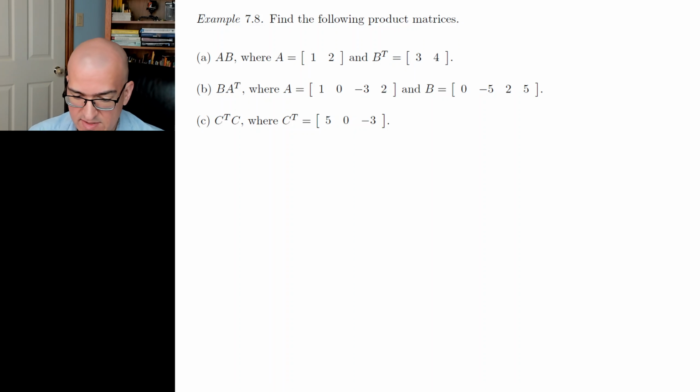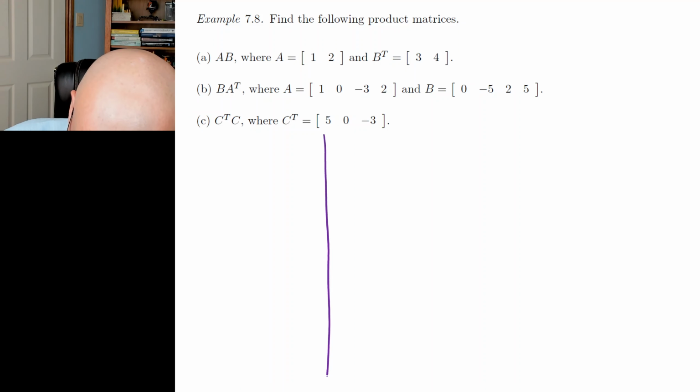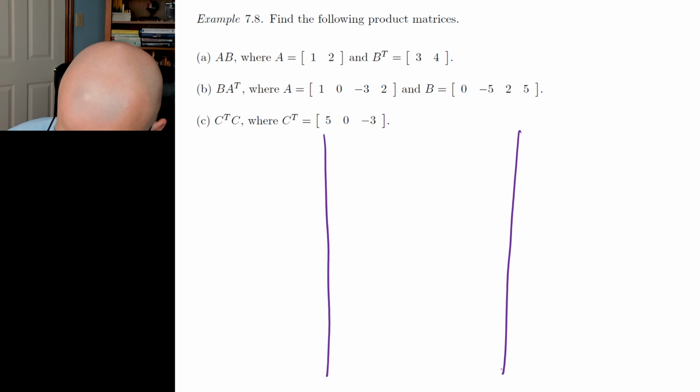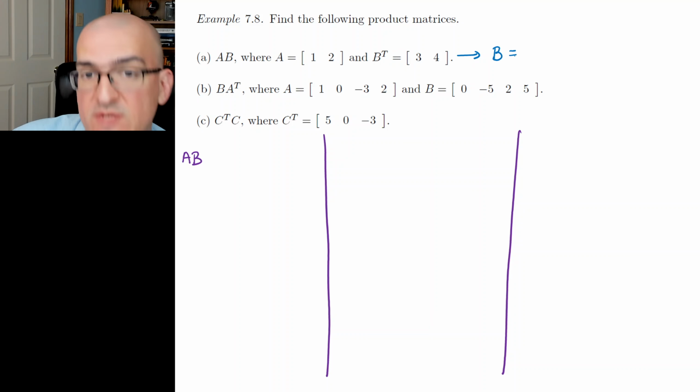All right, next we'll look at some operations. We're asked to multiply A times B, B times A transpose, and C transpose C, where all these quantities are defined. So I'll make 3 columns here. First one, A times B. Well, we're not told what B is equal to. We're told what B transpose is equal to. So we can get B by transposing B transpose.